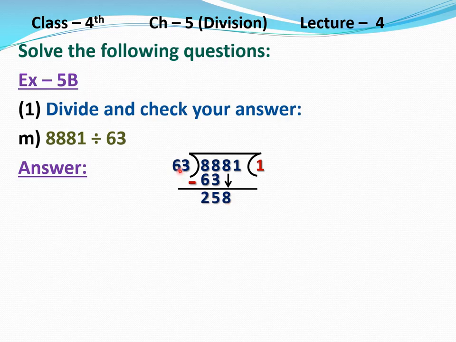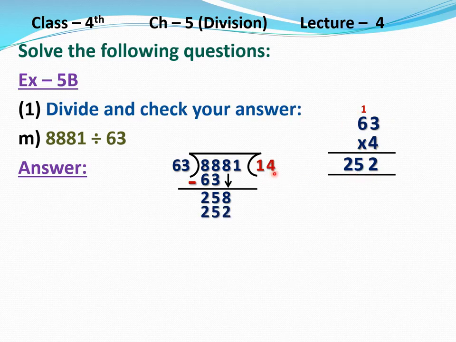Now multiply 63 by that number so that it is equal to 258 or less than 258. It should not be greater than 258. See, 63 multiply 4. See, 4 3s are 12, write 2 here and 1 carry. 4 6s are 24 plus 1, 25, write 25 here. 63 multiply 4 equal to 252. Write down 4 here and write down 252 here. Clear? 63 multiply 4 equal to 252.